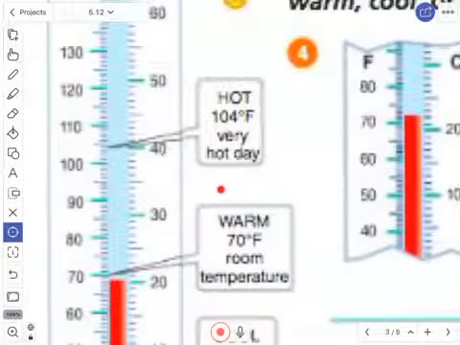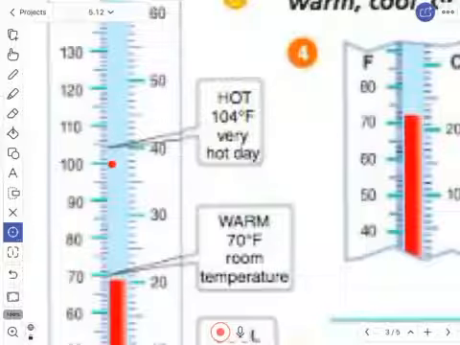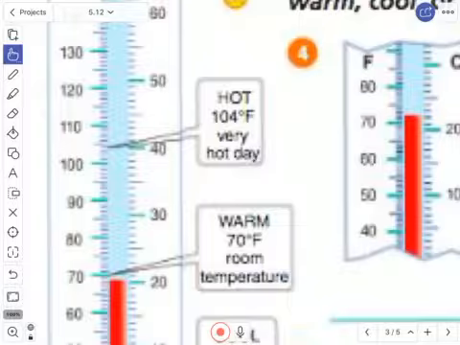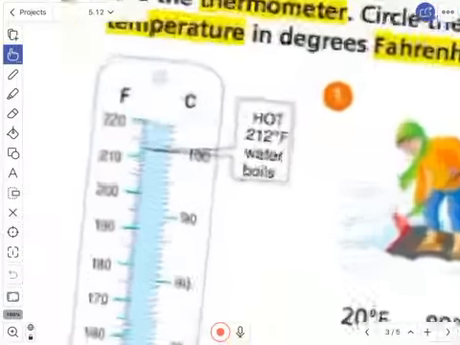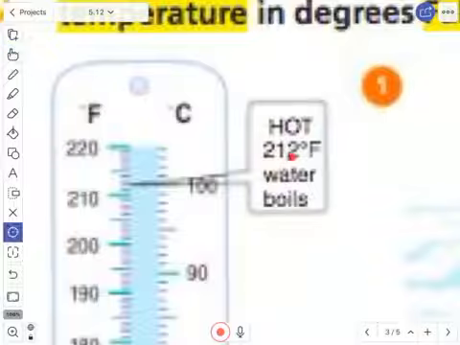104, that is a very hot day. Those are our July, August days. We get some of those hot days, 104 degrees. It's hard to imagine that we're going to be getting back up to that again. Then at the very top, 212 is when water boils.